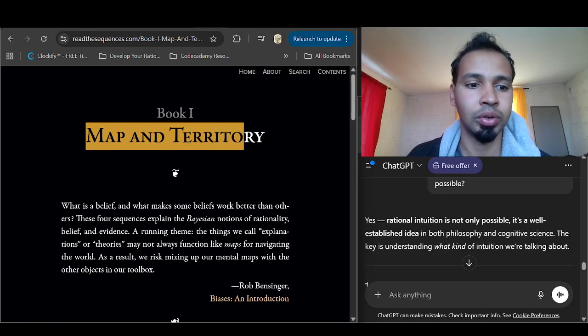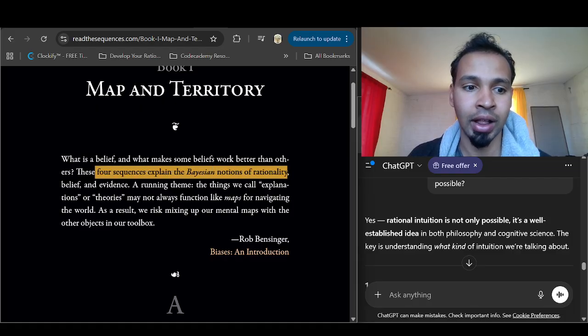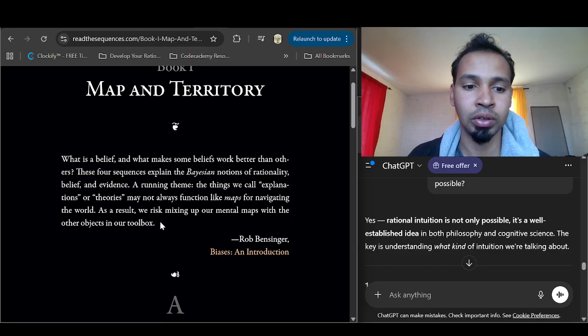Book 1, Map and Territory. What is a belief, and what makes some beliefs work better than others? These 4 sequences explain the Bayesian notion of rationality, belief, and evidence. A running theme: the things we call explanations or theories may not always function like maps for navigating the world. As a result, we risk mixing our mental maps with other objects in our toolbox.